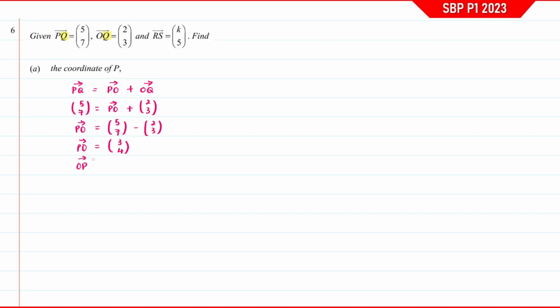So vector OP will be negative 3, negative 4. Therefore, the coordinate P will be negative 3, negative 4. Question B. Find the unit vector in the direction of vector OP. So in question A, we already found the vector OP, which is negative 3i minus 4j.